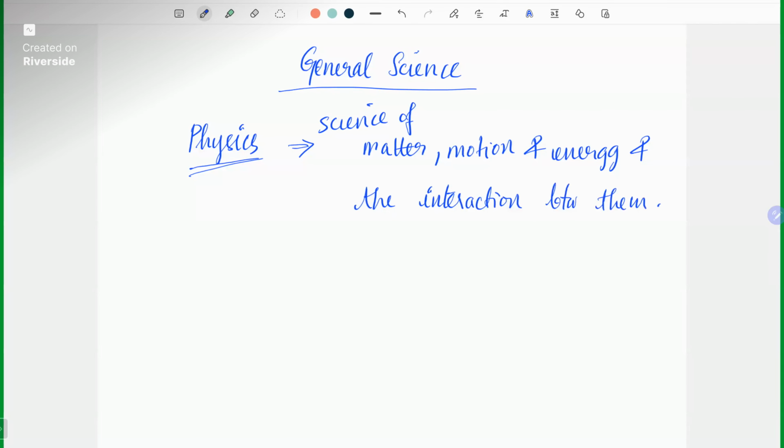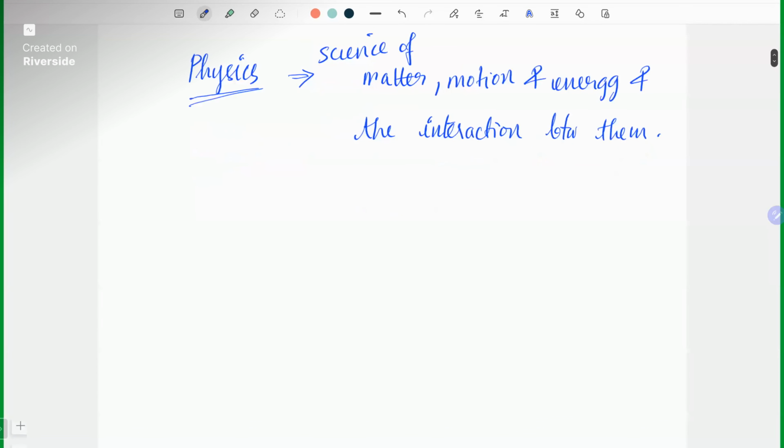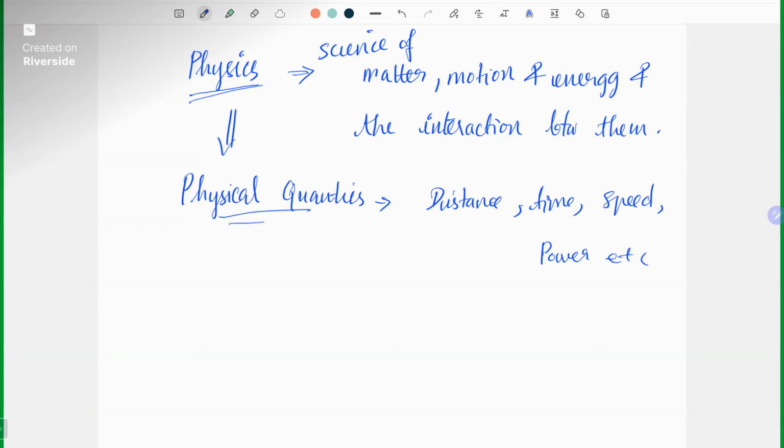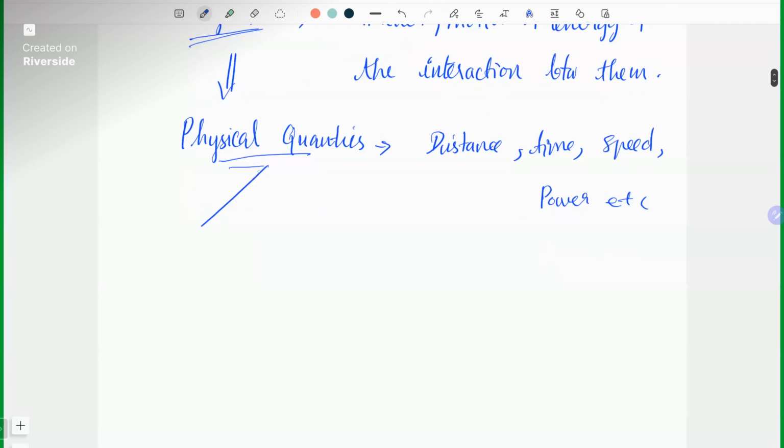Physics has many physical quantities involved, like distance, time, speed, power, work, etc. It has so many physical quantities involved. And basically physical quantities have two types. As I go about it, take your own notes. Two types: one is fundamental quantity, second is derived quantity.